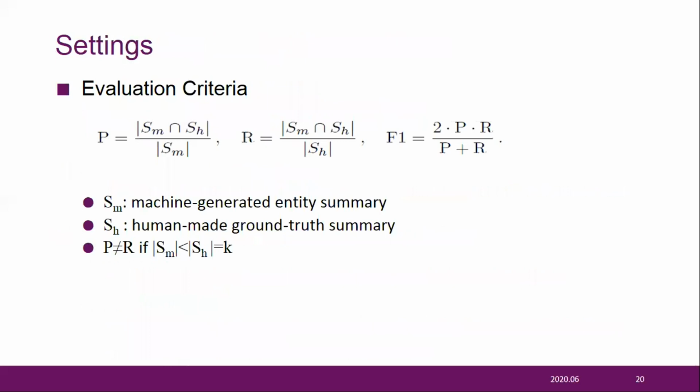To evaluate a machine-generated anti-summary SM with a human-made ground truth summary SH, we use precision, recall, and F1 as evaluation criteria. We will trivially have P equal to R equal to 5 if SM and SH contain the same number of triples. However, some summarizers, like Diversum, may output less than k triples. In this case, P does not equal R, and we should rely on F1.